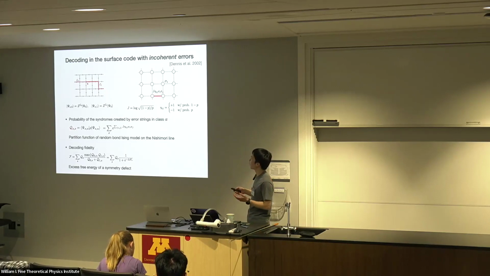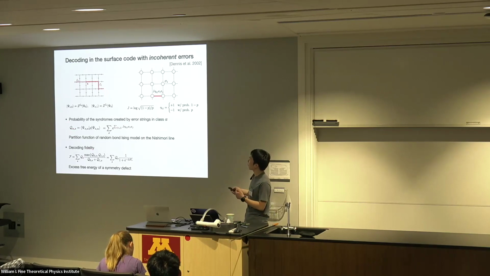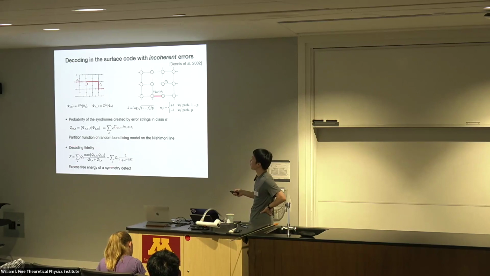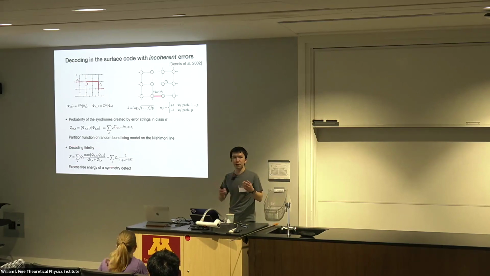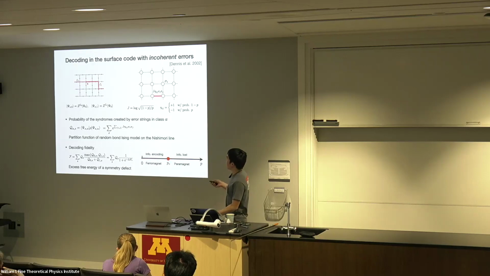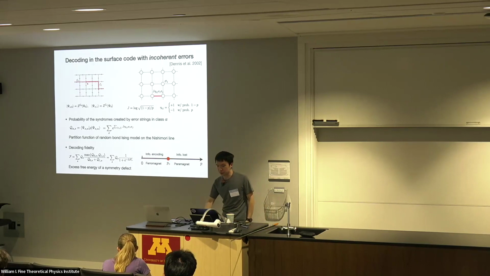People formulate this Q_alpha^S as the partition function of the so-called random-bond Ising model on the Nishimori line, and when you crank up the error rate, there can be a phase transition between the ferromagnetic phase and the paramagnetic phase. The decoding fidelity is related to some excess free energy of inserting a defect, which essentially sees the phase transition in this effective stat-mech description. That explains the many-body singularity we saw in the previous slides, and explains the underlying mechanism of the phase transition in the presence of incoherent error.